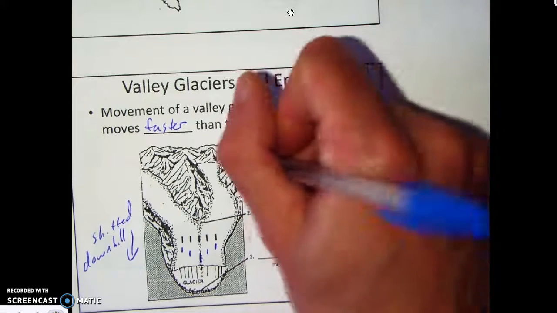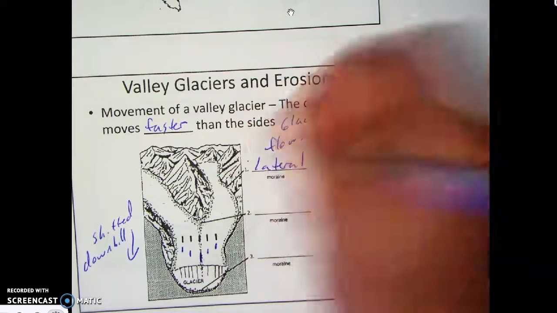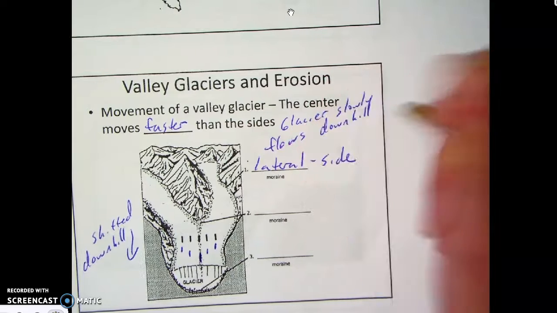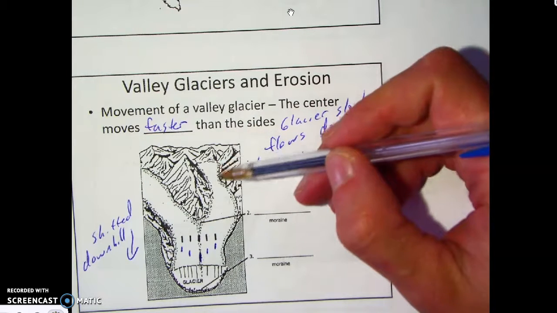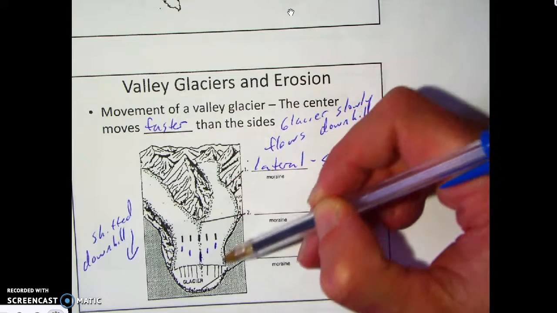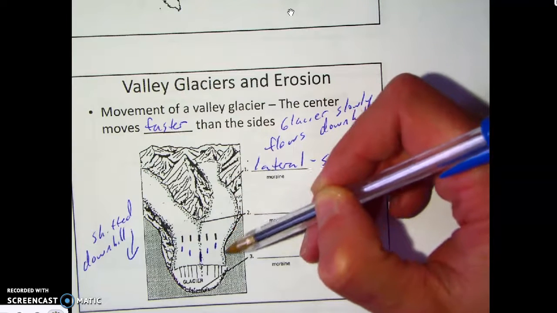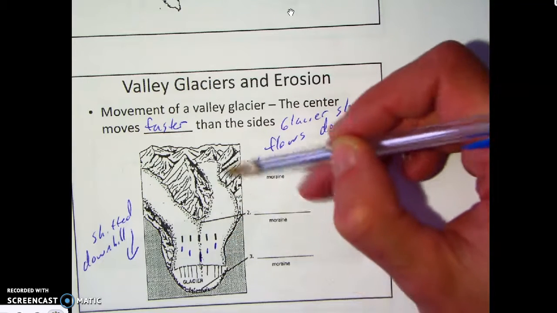We have what's called a lateral moraine. And a lateral, well, that means side. So we're talking now about unsorted rock material on the side of the glacier, over here. So that would be our lateral moraine. And again, I know these diagrams aren't the best. We'll look at some real pictures of some of these things in a little bit.